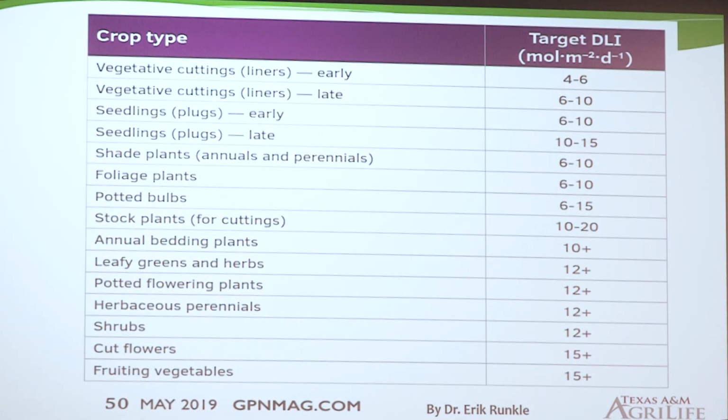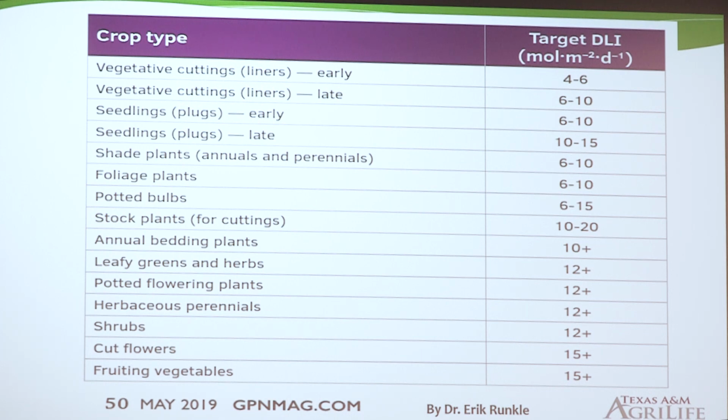Those are from one source, and I'll give you several sources. And here is one from Michigan State, provided by Eric Runkle, who wrote an article in Greenhouse Product News magazine in May this year. If you want to find the original article, here is the source. Here Eric provides a more detailed range. For example, for vegetative cuttings, the liners, in the early stage the target DLI is 4 to 6, and in the later stage you need 6 to 10. And for seedlings, similarly, early stage 6 to 10, and then the finish stage you need 10 to 15.